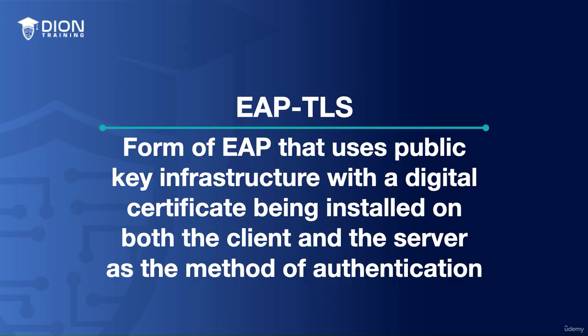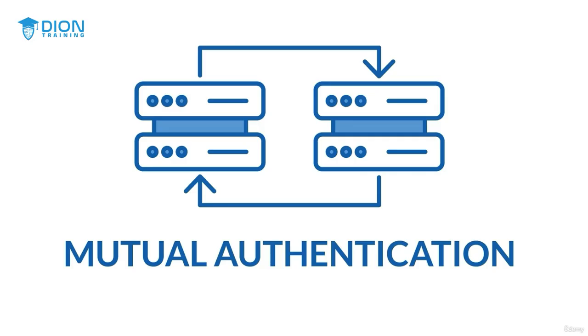Second, we have EAP TLS. Now, EAP TLS is a form of EAP that uses public key infrastructure with a digital certificate being installed on both your client and the server as a form of authentication. This makes it immune to password-based attacks because neither side is going to use a password, and instead, they're both using digital certificates to identify themselves. This is considered a form of mutual authentication because both devices, the client and the server, each is going to go through and authenticate the other one as part of the connection process.